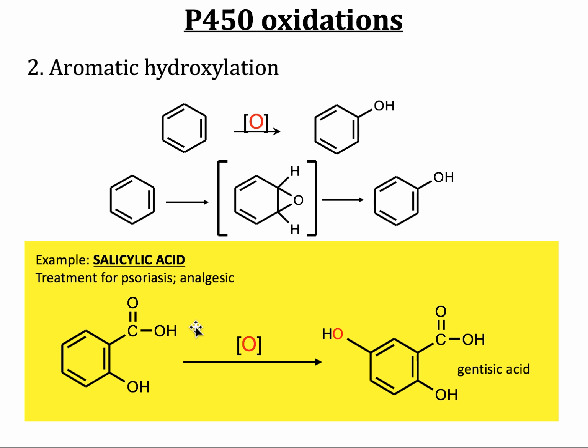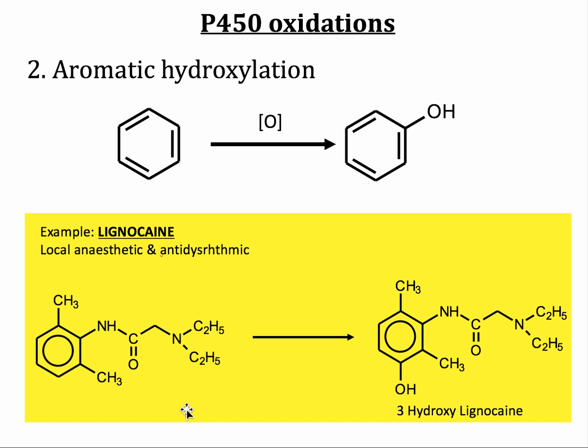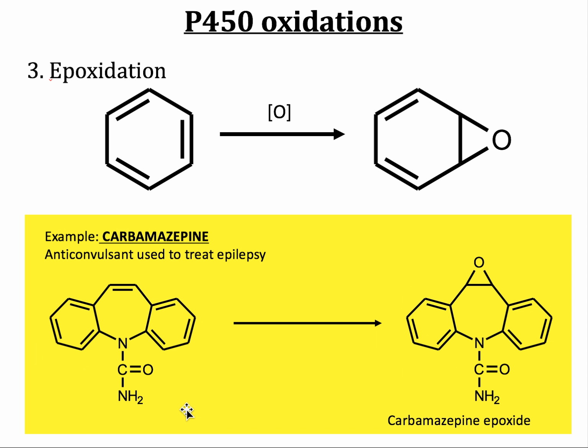Aromatic hydroxylation is simply similar. You look for a benzene and then you add an OH. An example is salicylic acid, which goes into gentisic acid. Lignocaine goes to 3-hydroxylignocaine. Carbamazepine undergoes epoxidation and is used to treat epilepsy. So you look for a benzene again, and you add this triangular oxygen here.